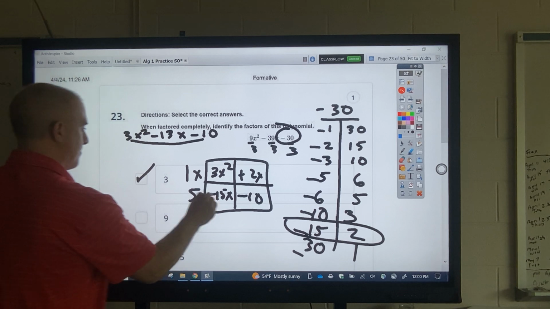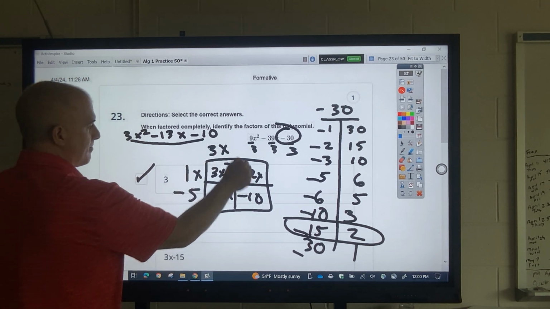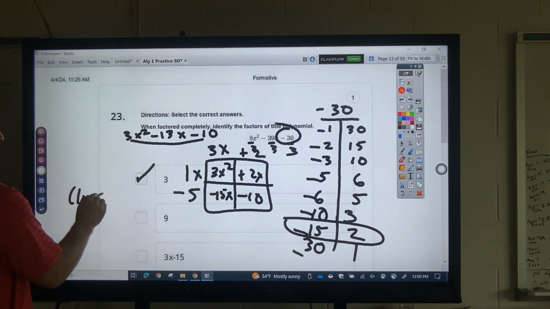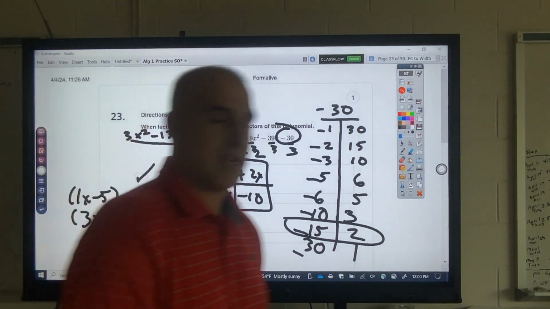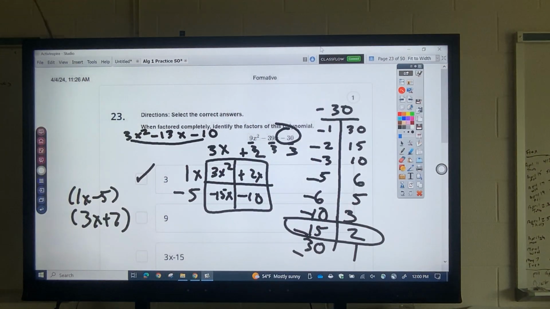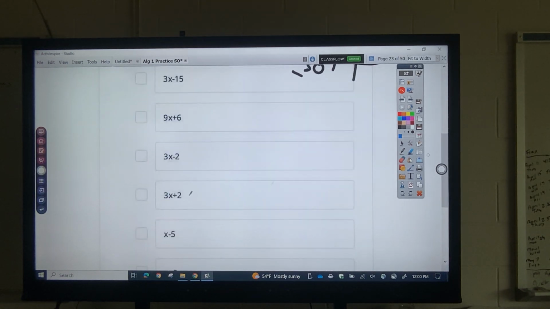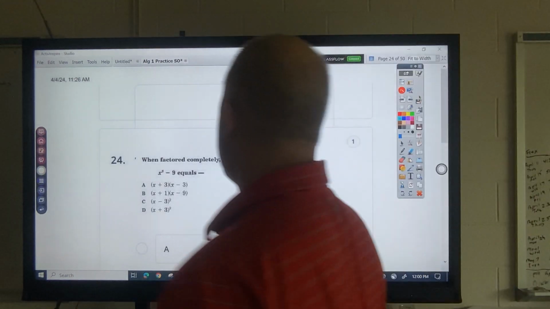It's going to be a 5, minus and a minus. This would be an x. Biggest number here is 3. Biggest number here would be a 2. So my factors are 1x minus 5 and 3x plus 2, along with checking that 3 there. So what I'd have to do, 3x plus 2, 1x minus 5, I have to check all those.